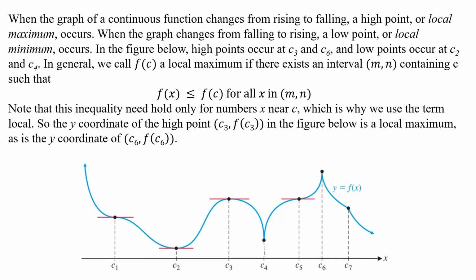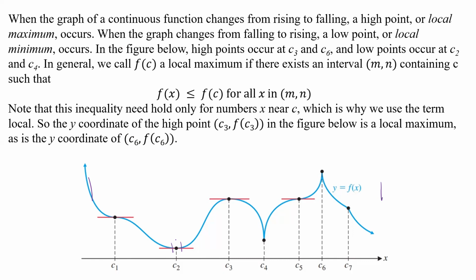And also, we need to note that this inequality need hold only for numbers x near c. So just close to c, not all far distance away, just really close. And that's why we use the term local. It's not going from this side clear over to this side. We're looking really local, from like here to here, really close together.